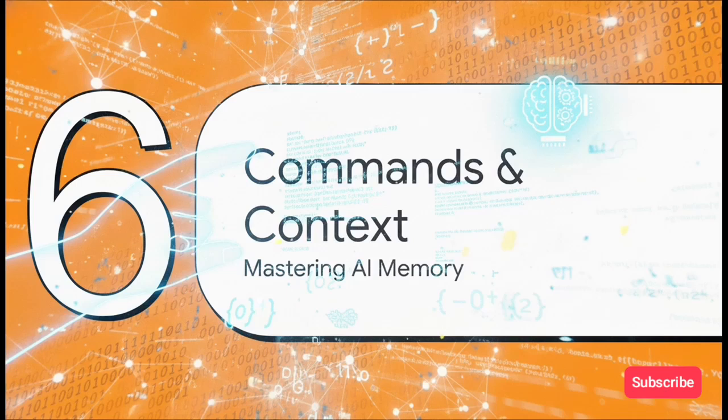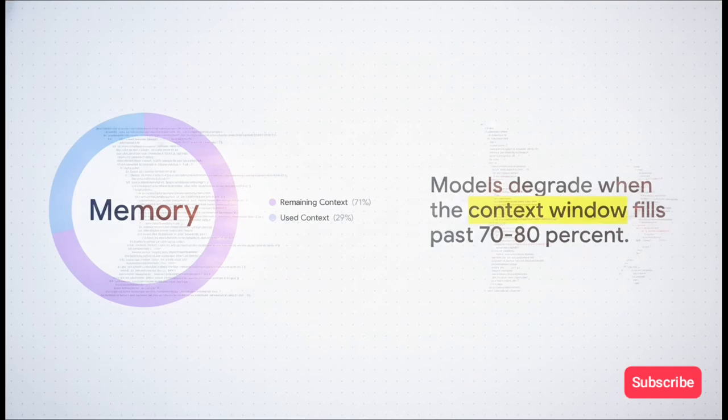Because knowing how to prompt is one thing, but maintaining total mastery over the AI's memory, that is what makes you a pro. During a heavy coding session, you might check your status and see something like 71% remaining context. Now, every single AI model has a finite memory limit, known as its context window. As we keep chatting, iterating, and passing all these files back and forth, that window slowly fills up.